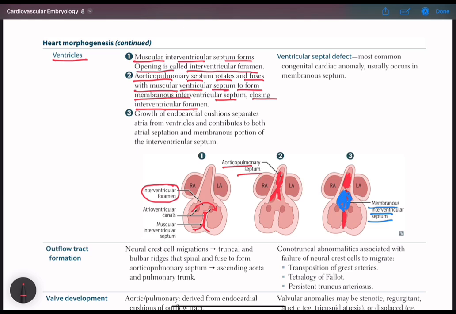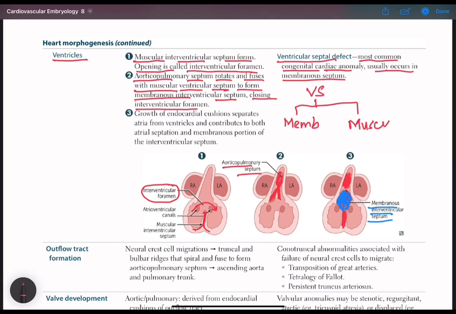We have a condition known as ventricular septal defect, which is the most common congenital cardiac anomaly, and it usually occurs in the membranous septum. The ventricular septum consists of two parts, the membranous part and the muscular part. But the most common anomalies occur in the membranous part. You can remember it this way: since muscles are stronger than membrane, the most abnormal part is the membranous part.